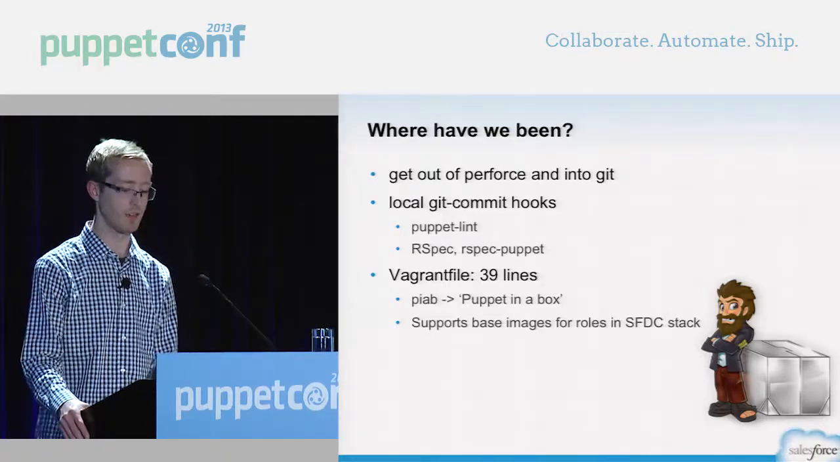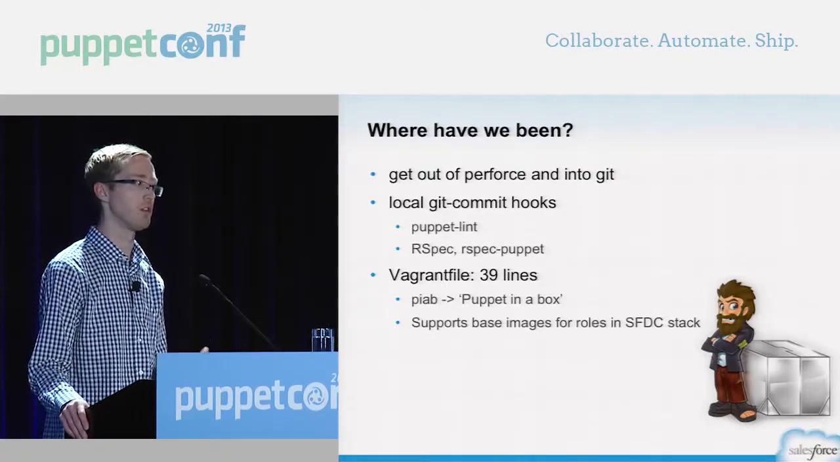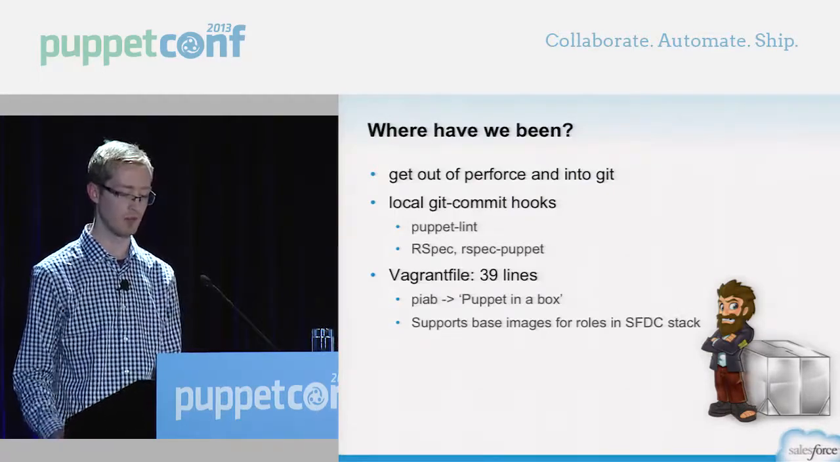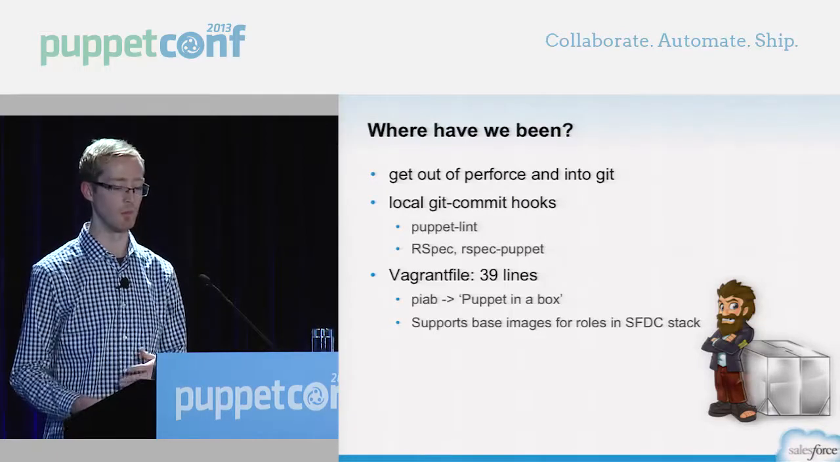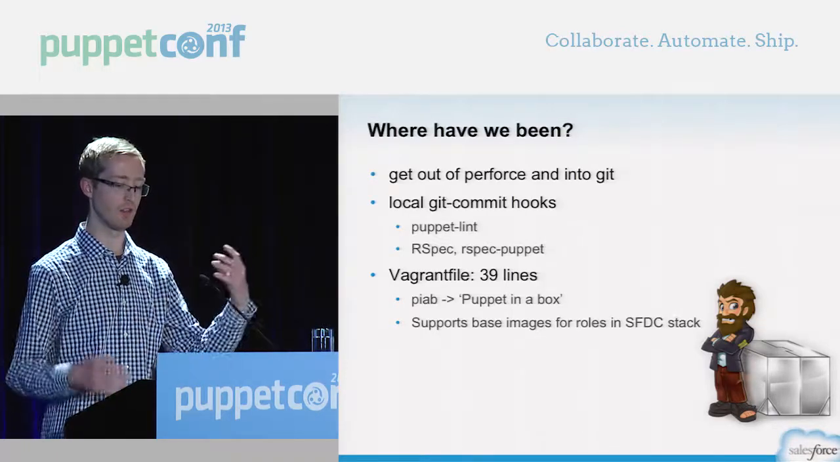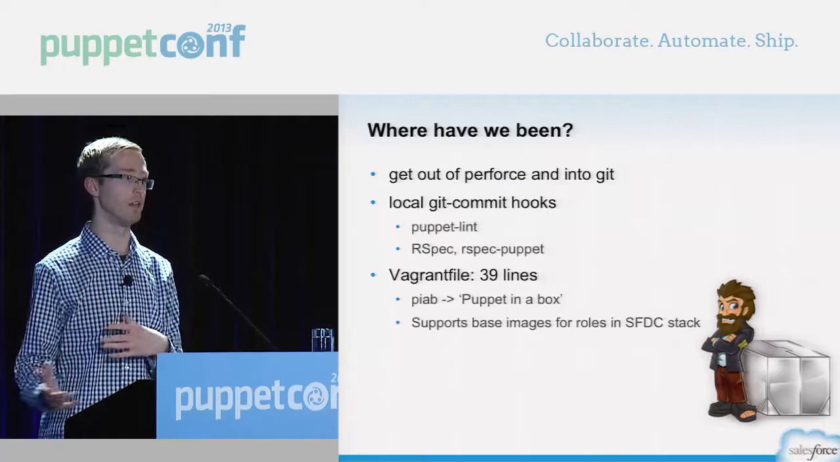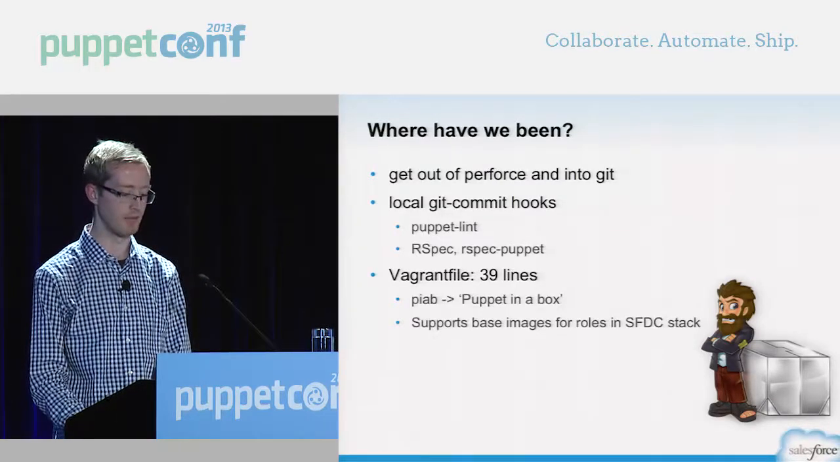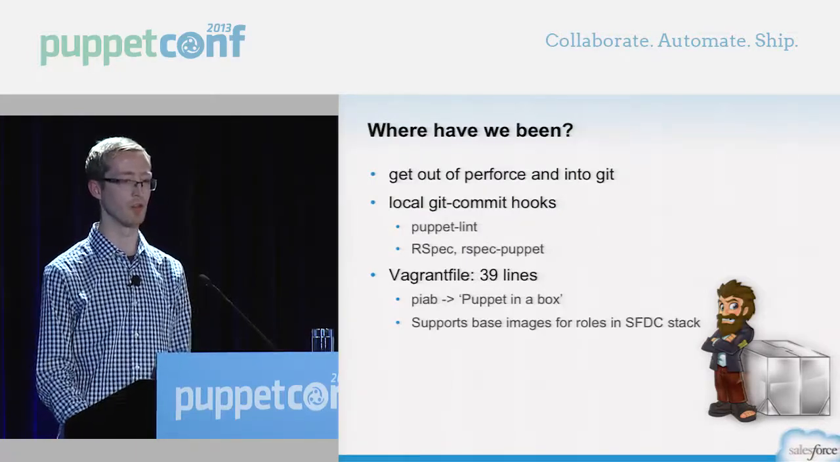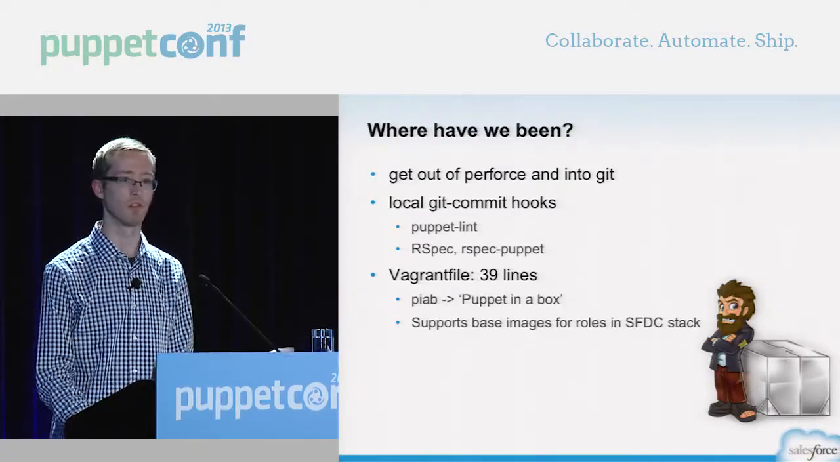With those 39 lines of code, we were able to support base images for every server that we have in the Salesforce.com application stack. 39 lines versus millions of dollars for an environment, it's an insane return on investment. So once we saw Vagrant and how useful it could be, we were never going anywhere else.